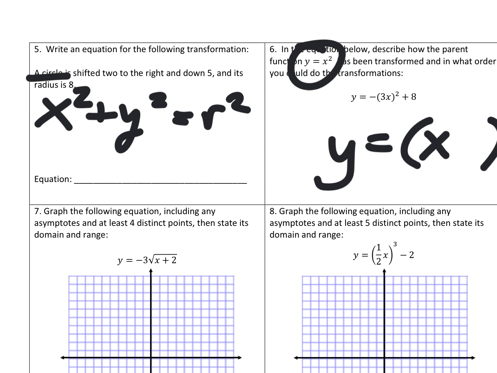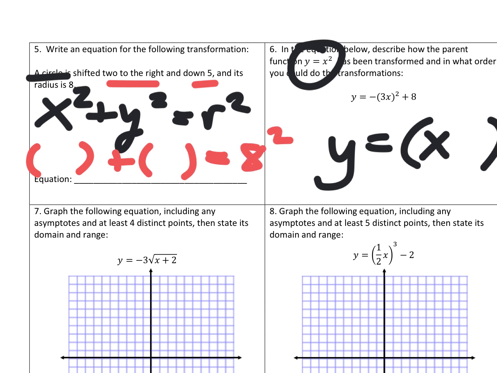Now this one's been moved 2 to the right and down 5. So then I change my x and I change my y. And then they must have said something about the radius. Oh yeah, radius is 8, so it's going to be 8 squared. So there's your equation for your circle. You just got to figure out what to put in here. Don't forget to square it.